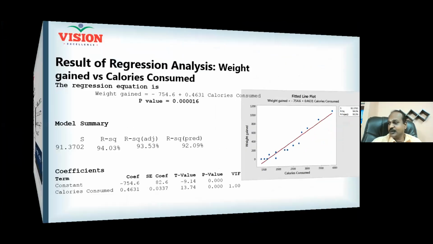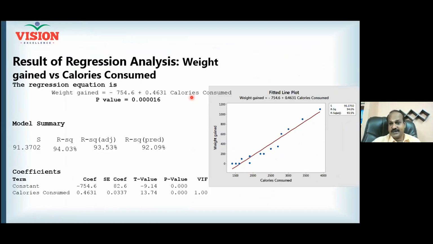Alternatively, you can substitute 1850 here in the calorie consumption and you can get the weight gain. Do you think you will get the same value? Conduct the experiment, get one value. Substitute in the equation and get another value. Do you think you will get the exact value in real time as well as from your equation? Yes or no? Yes. It is yes when your predicted R square is closer to 100%.